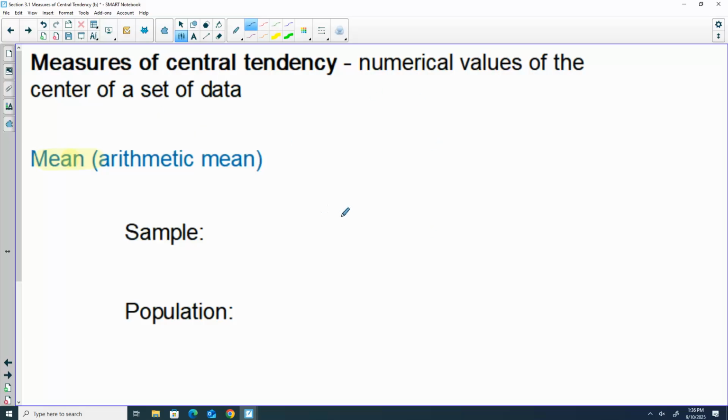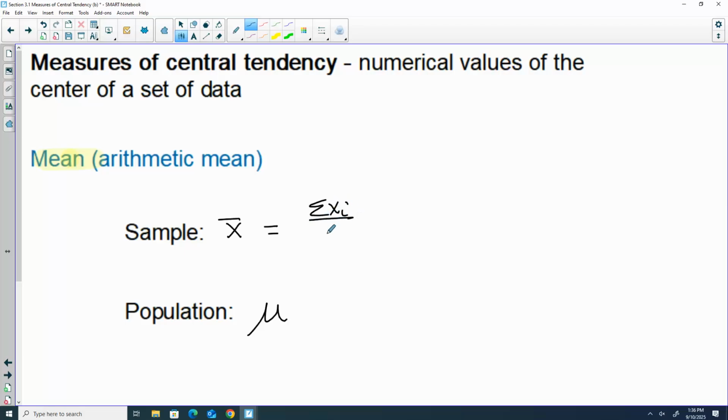If we are talking about the mean of a sample, the variable is x bar. It's an x with a line over the top. If we are talking about a whole population, it's called mu. It's a Greek letter, like a U with a long tail in front. Now, to find both of these, the calculation is the same.